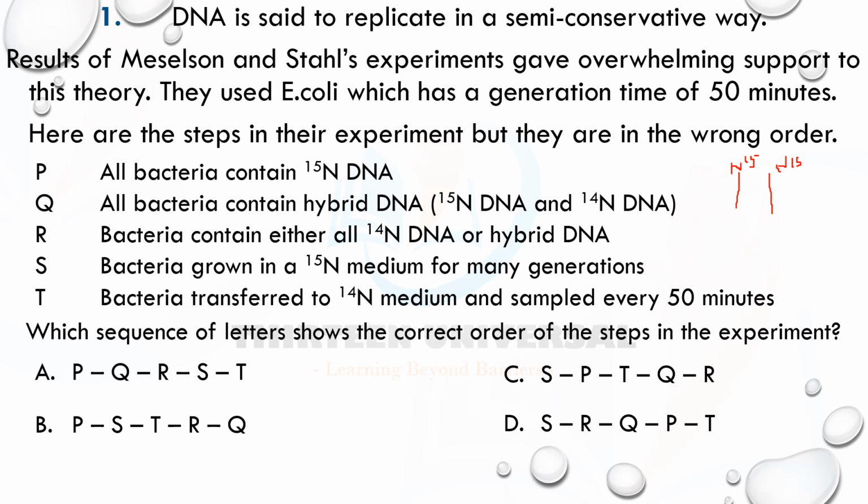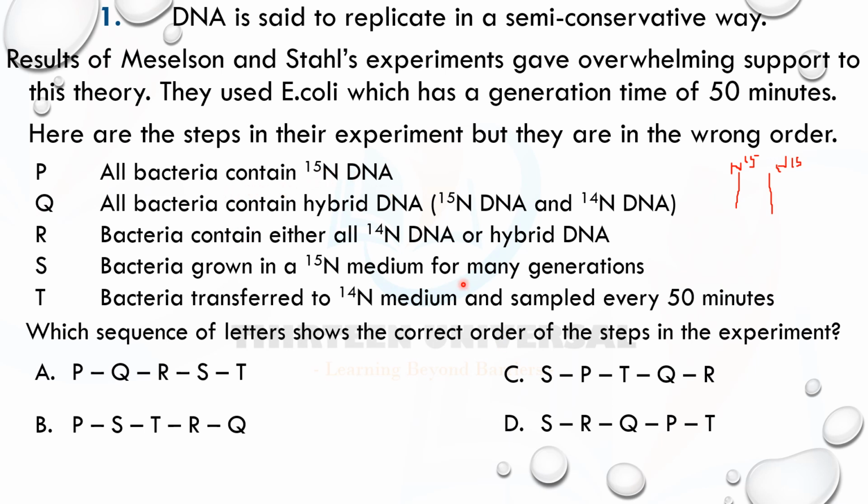So we expect that after so many generations, the next thing that happens is P, that all bacteria will contain N15. So if you come to C and D now, the next one is P. If somebody chooses R, bacteria contains either... no, it's not yet time. Once you grow them in this for many generations, we expect that they will all have this. That's P. So from this, you will know that the answer is going to be C.